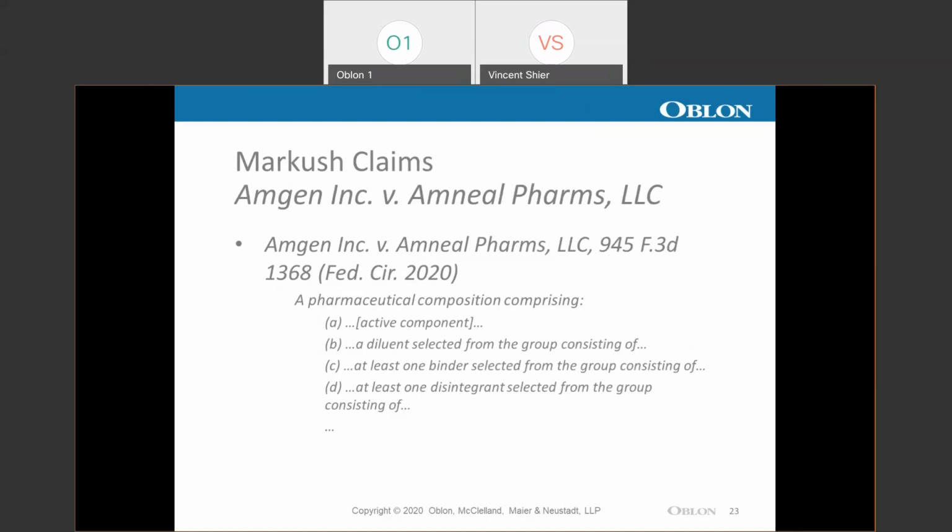In another Amgen case, this is Amgen versus Amneal, the court provided guidance on construing claims that recite Markush groups. In particular, the concern here was the combination of the open transitional phrase comprising following the preamble of a pharmaceutical composition and the use of consisting of in the Markush groups that appear in the abbreviated elements B, C, and D of the claim shown in this slide.